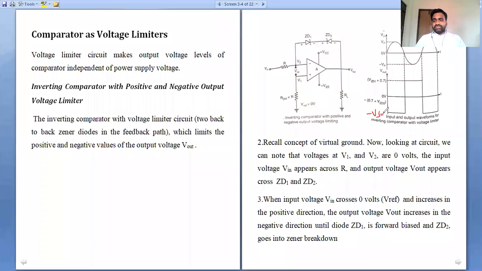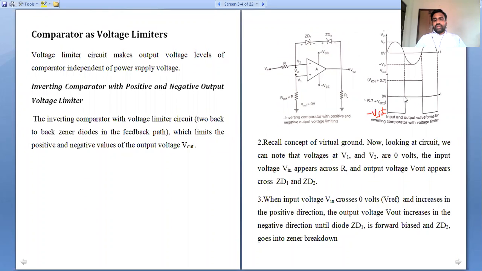Minus V sat. This condition says that the output voltage is independent of input voltage. That means after the zero crossing and rising towards the positive peak, the output voltage is at the negative peak, at a particular negative saturation condition. So the total operating voltage is around 0.7 volts. 0.7 volts is across Zener diode 1, which is forward biased, and Zener diode 2 is kept in breakdown condition.